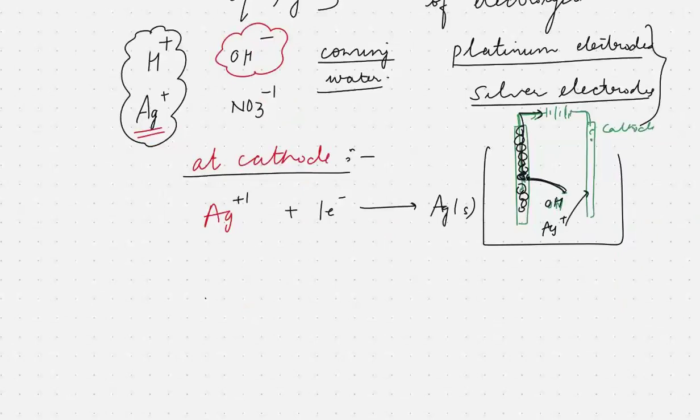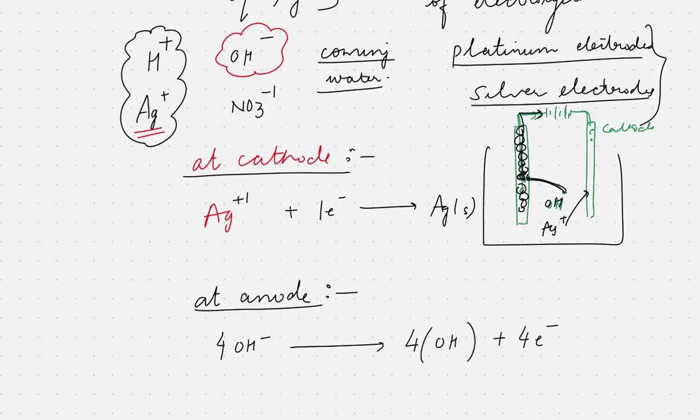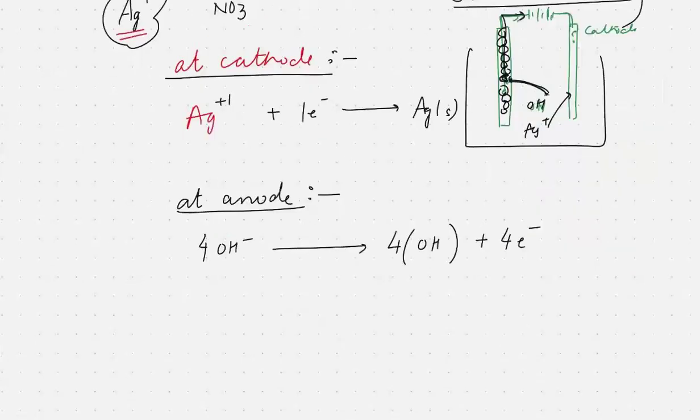At the anode, what is going to happen? That OH negative comes, and how many OH are we going to send? 4 OH negative. So we are going to get 4 OH neutral plus 4 electrons. Am I right or not? 4 OH neutral will form what? 2H2O and O2. Got the point?